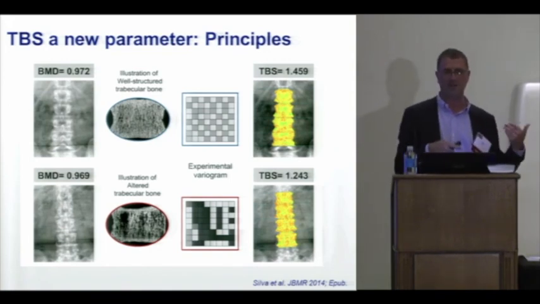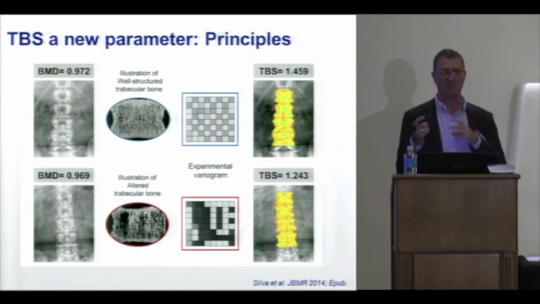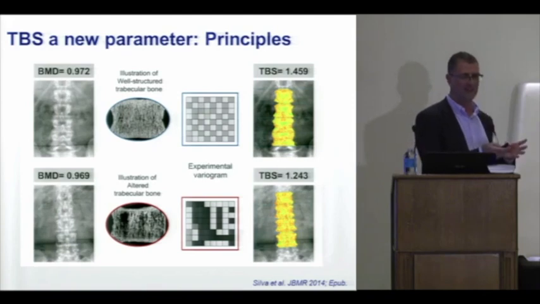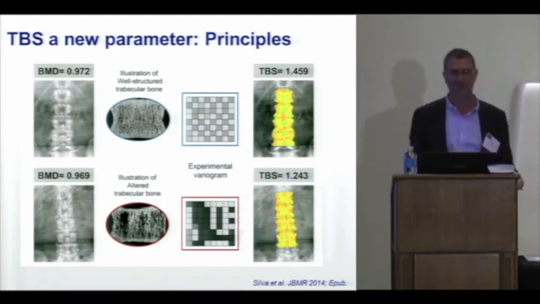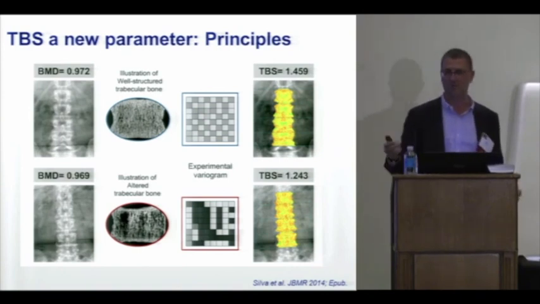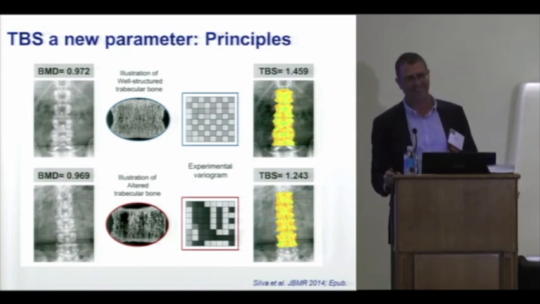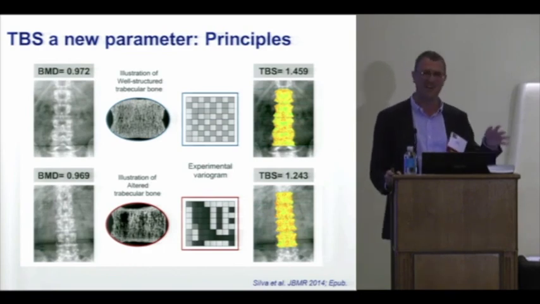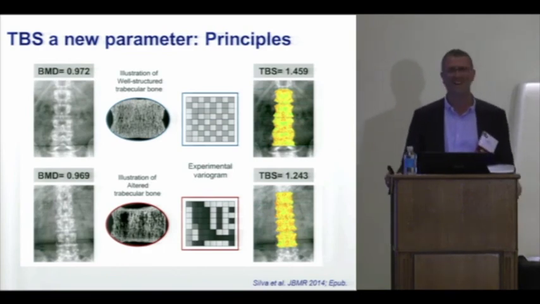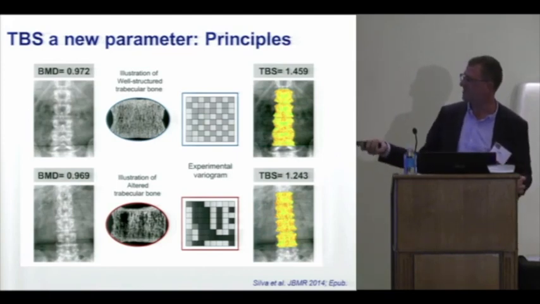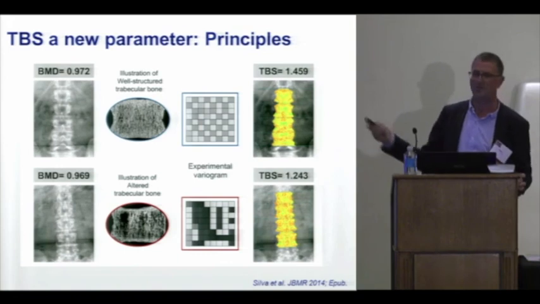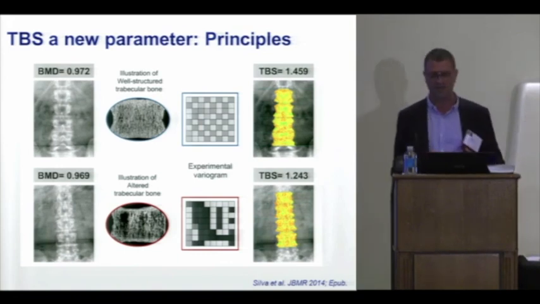The experimental variogram is based simply on the variability between gray levels, pixel to pixel, at a certain distance, at a certain angle, and many other things that I can't go into in too much detail, otherwise I would have to kill you after. So we go from a BMD standpoint to a TBS, where a high value corresponds to good structure and a low value corresponds to degraded structure.